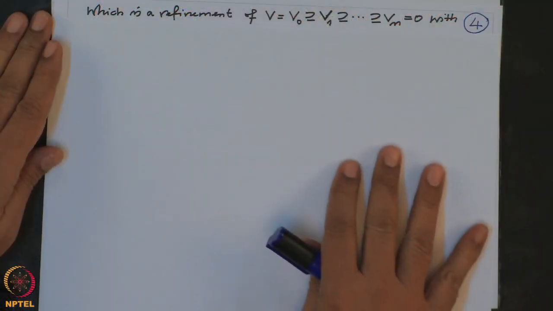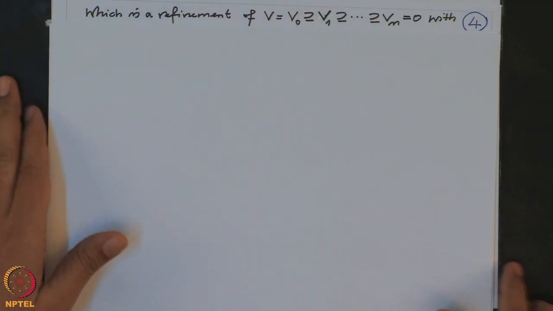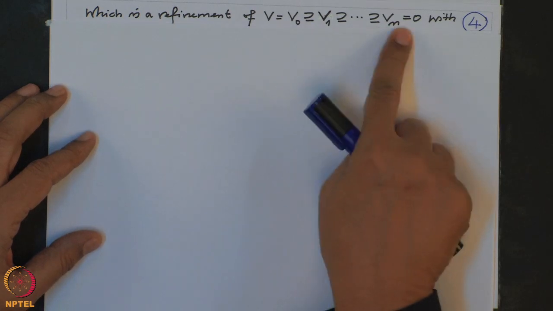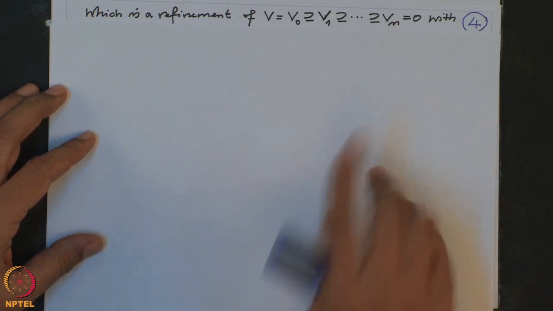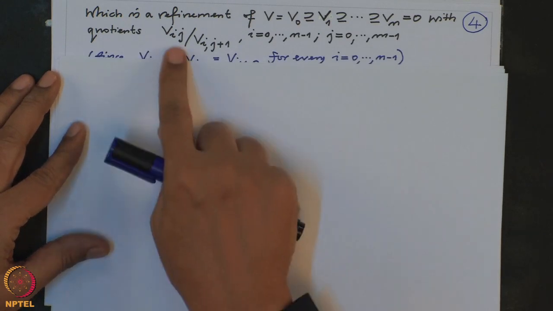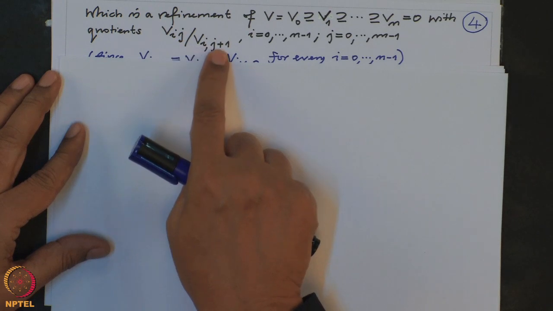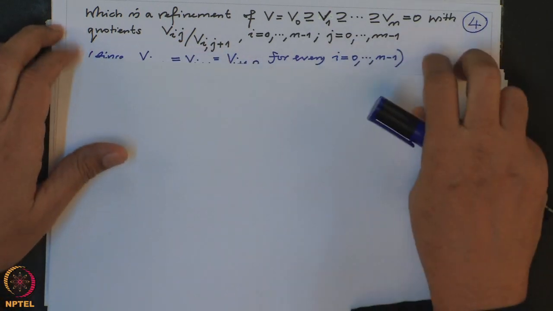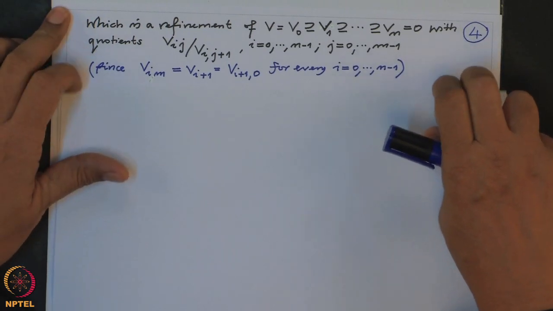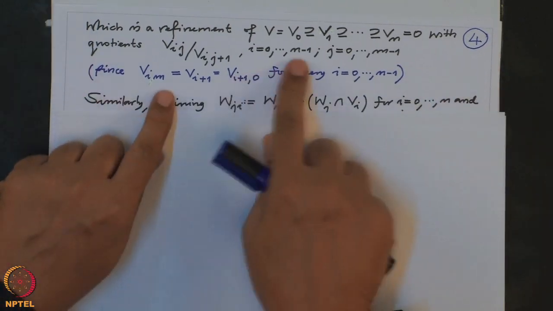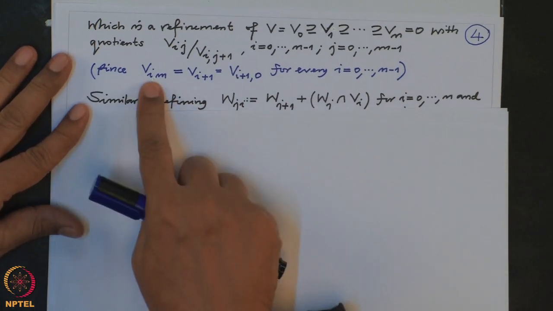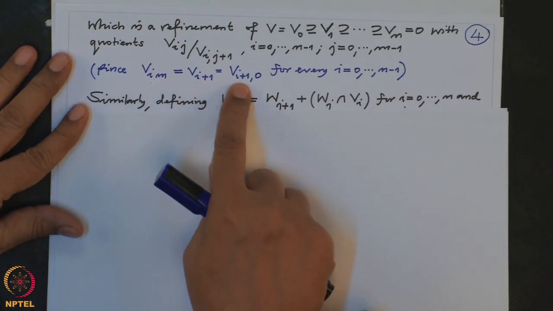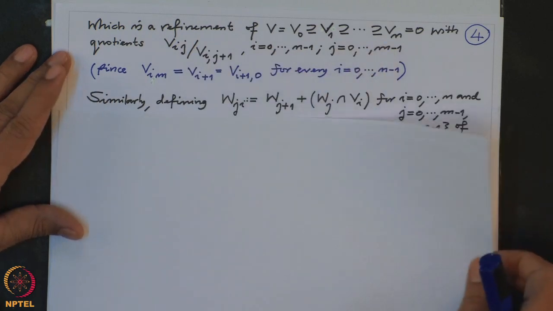So this sequence which I have defined is a refinement of the given sequence of decreasing submodules V0 to Vn. Alright. And what are the quotients? The quotients of the refinement are Vij modulo Vi, j plus 1. These are the quotients, because we have noted Vim is Vi plus 1, which is Vi plus 1, 0. So this is the refinement.